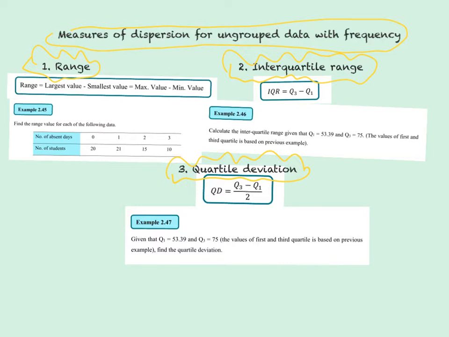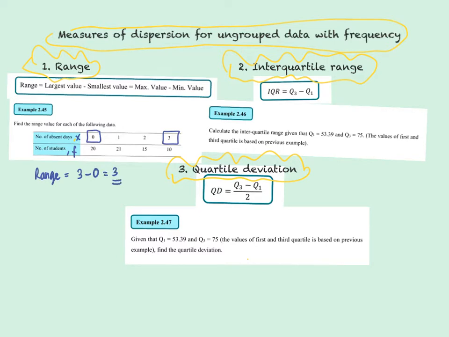So for ungrouped data with frequency, if you look at table example 2.45, if you remember, this is how ungrouped data with frequency looks like. So we have the number of absent days, this is the x variable, and then we have the number of students, frequency f. The largest value that we have here is 3, and the smallest value is 0. Therefore, range equals 3 minus 0. Final answer is 3.